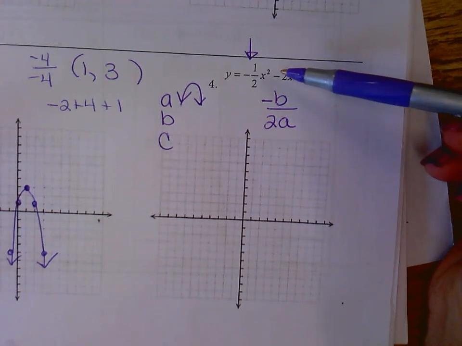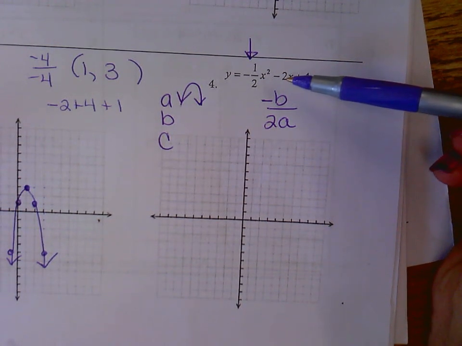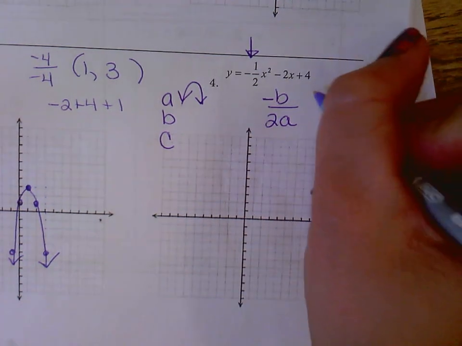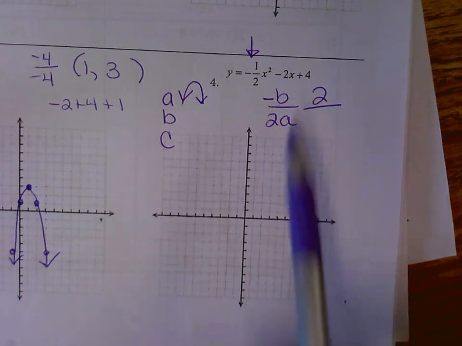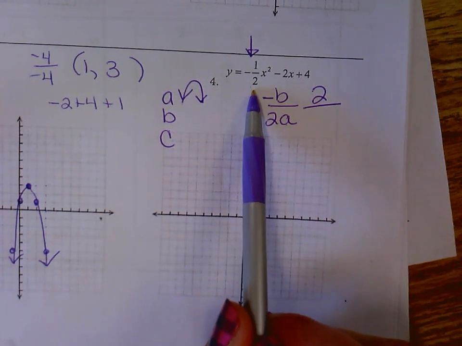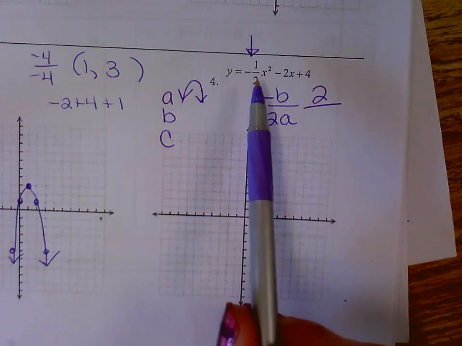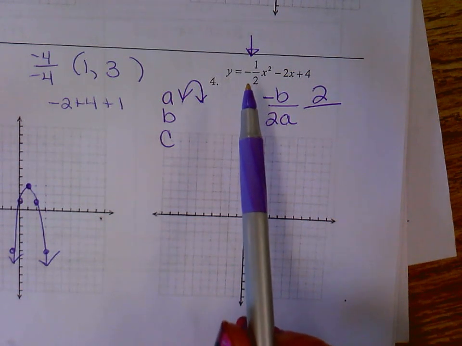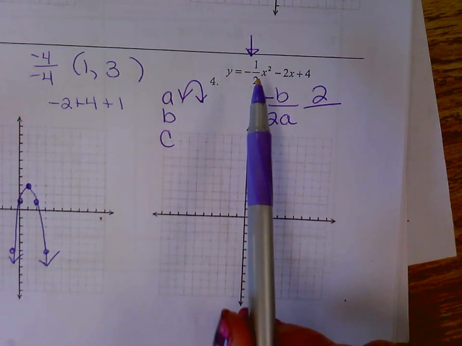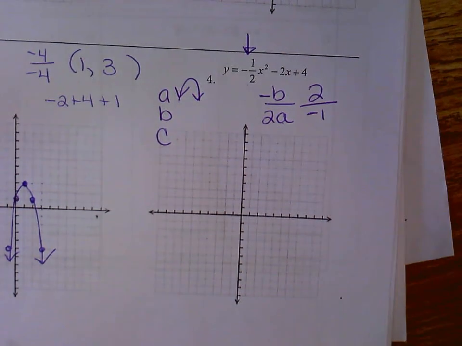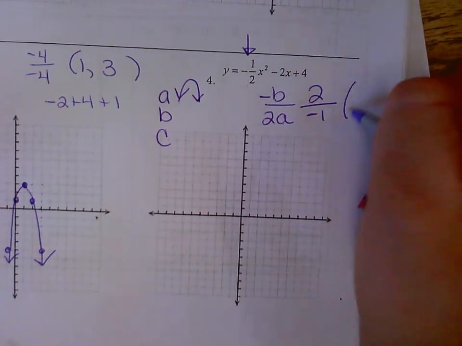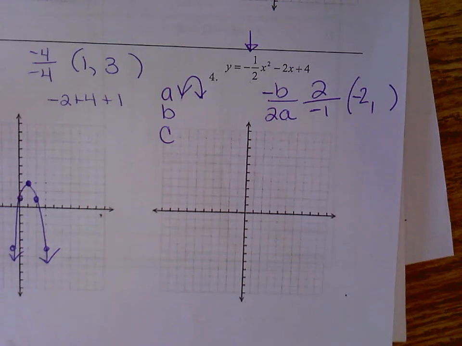So if I got -b here, I want to do +2, right? Because negative means opposite. So if it already is -2 in the problem, it's going to be 2 when I calculate the vertex. And then 2 times a. A in this problem is -1/2. What's 2 times -1/2? So what's -1/2 plus -1/2? -1. 2 times -1/2 is -1. And what is 2 divided by -1? -2. So the x value of my vertex is -2.